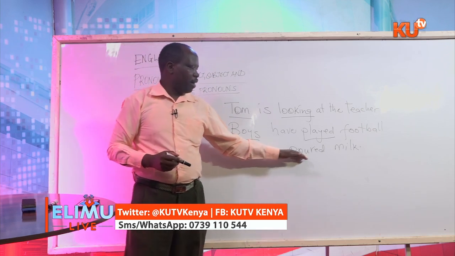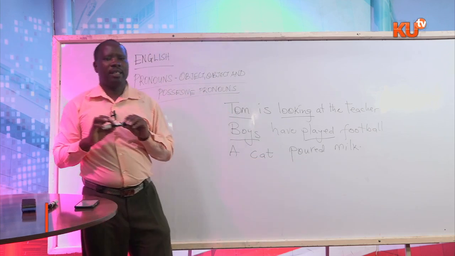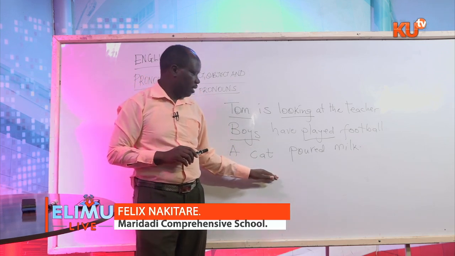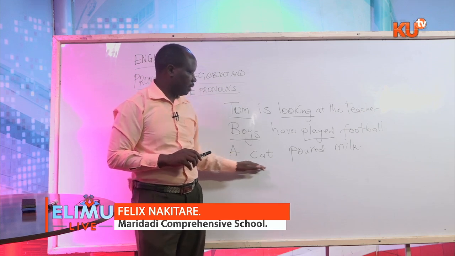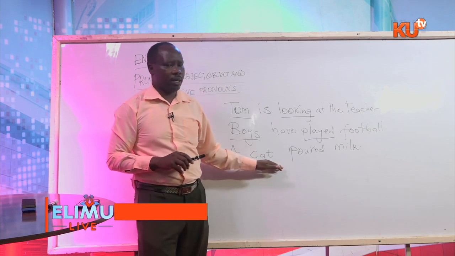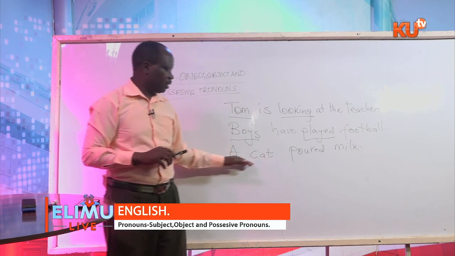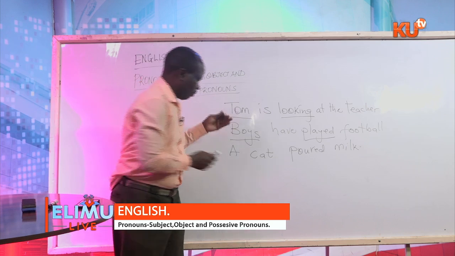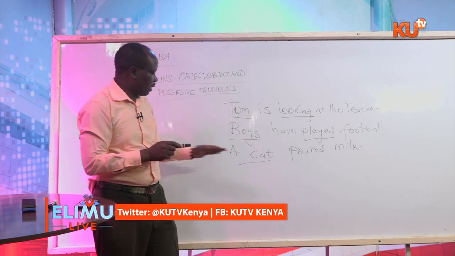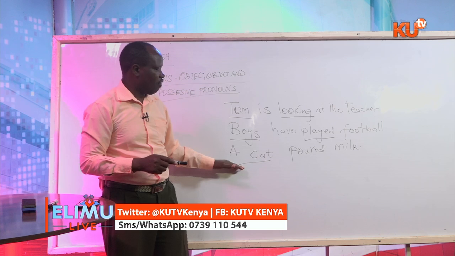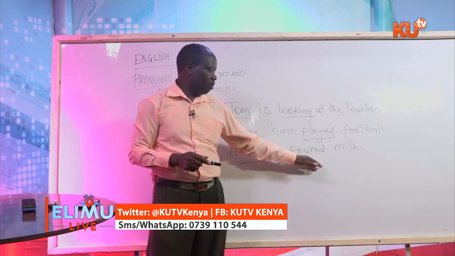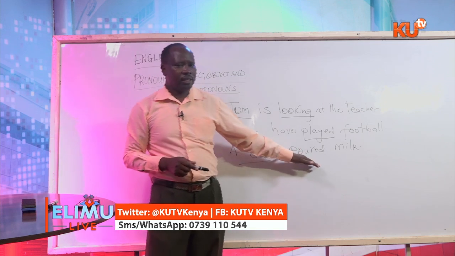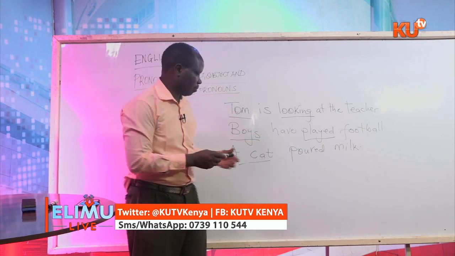A cat poured milk. We look at the noun performing an action, and in our case, sentence number 3 is a cat. This cat is the noun doing the work or the action, our subject, because it is the doer of the action. Then in the same sentence number 3, the action that we have here is poured, which is the verb. We now have our subject, the doer of the action, and the action itself, which is the verb.